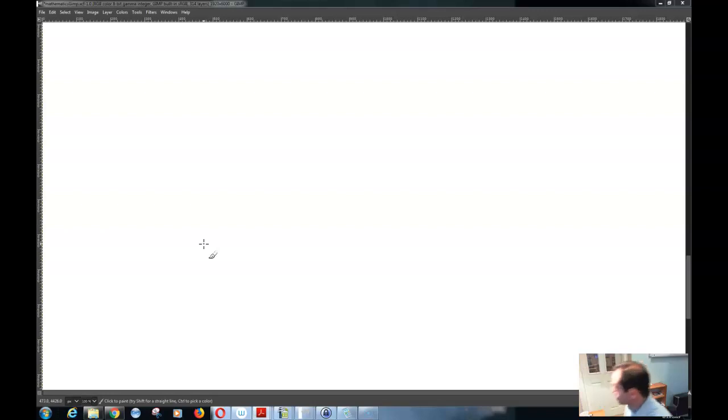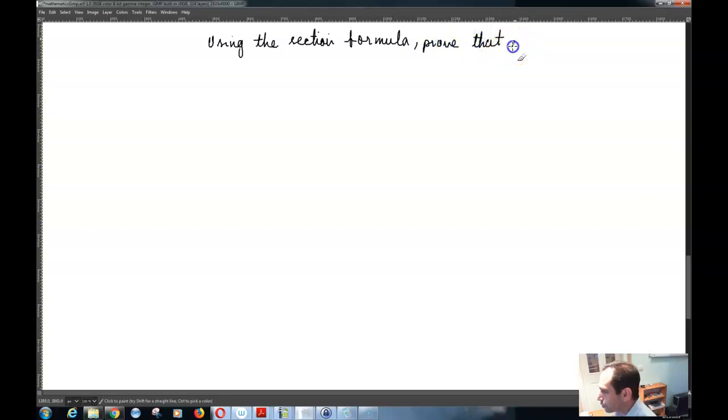So the next question is: using the section formula, prove that the 3 points (-4, 6, 10), (2, 4, 6), and (14, 0, -2) are collinear.